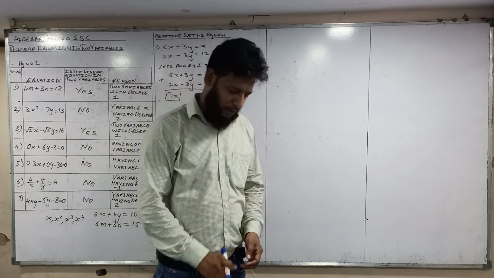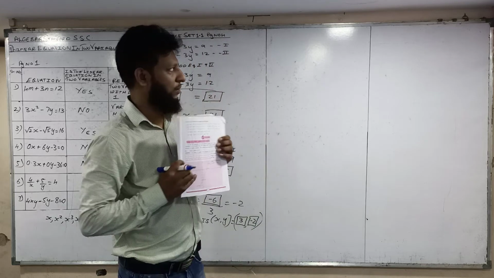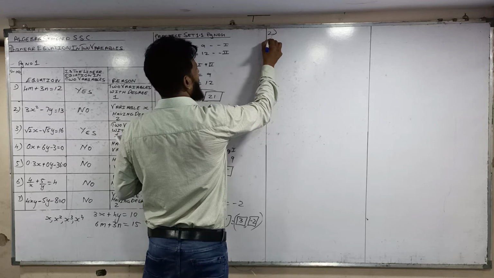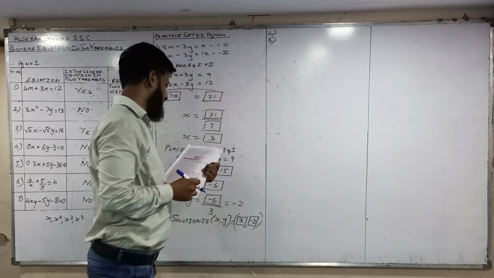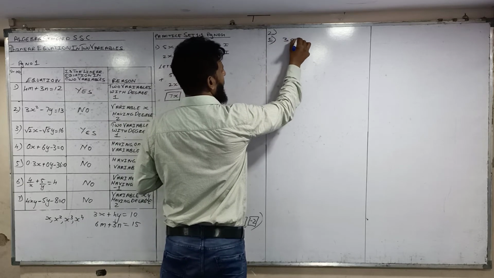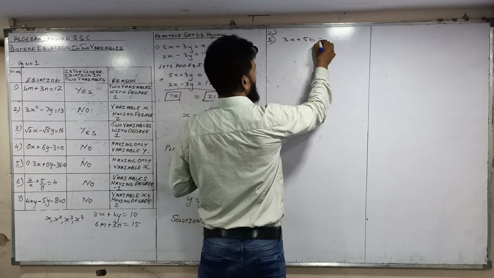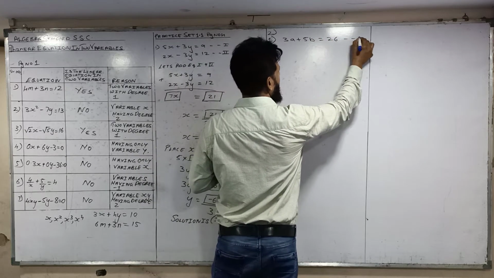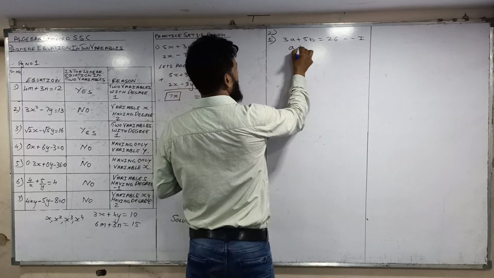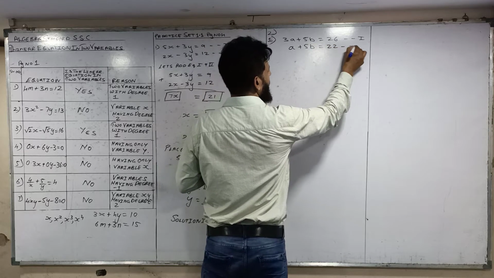So now we are doing the sums. Solve the simultaneous equations. Second, first sum we are doing. What is the equation? 3a plus 5b is equal to 26. This is our first equation, and a plus 5b is equal to 22. This is our second equation.